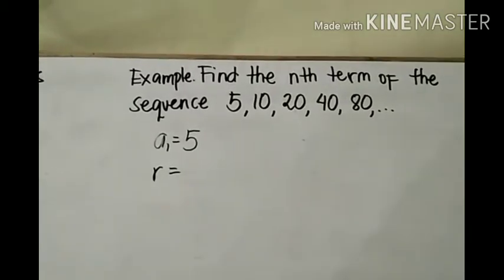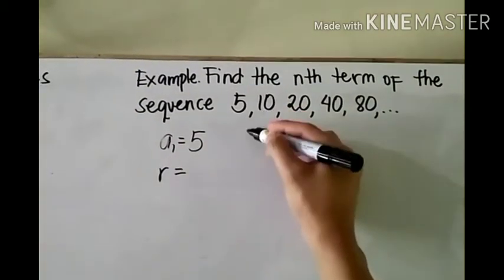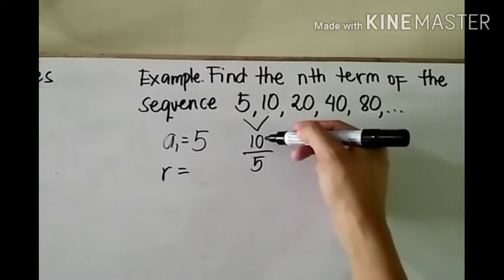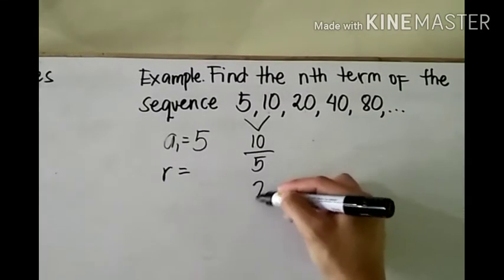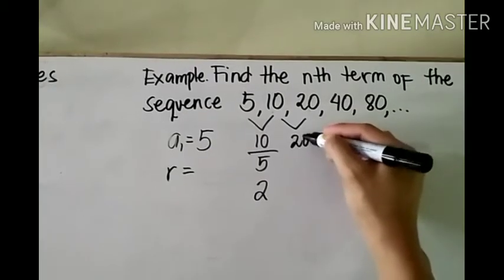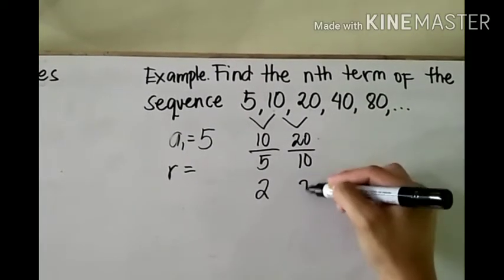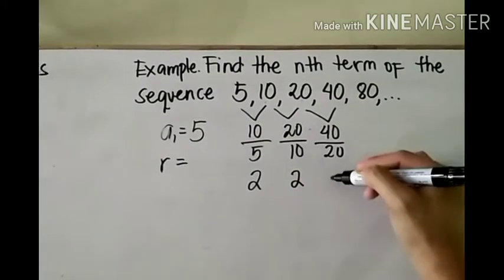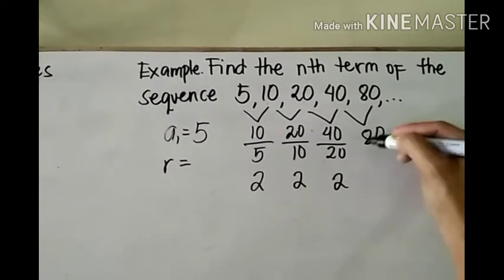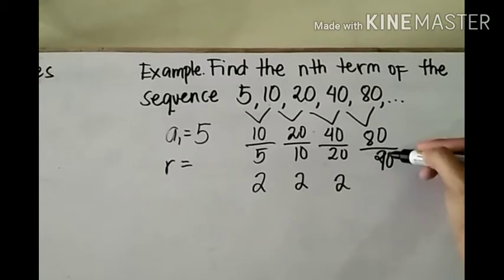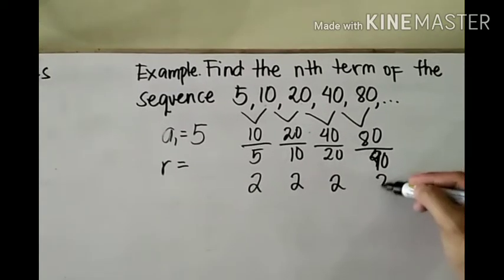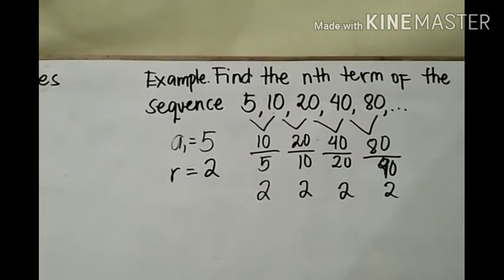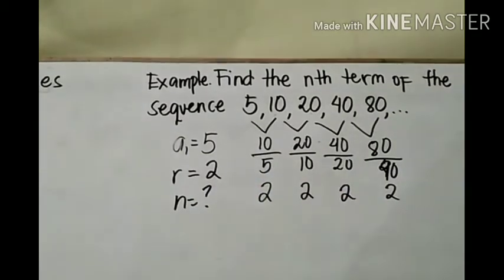Now, paano natin kukunin yung r? We take the second number, you have 10, and then divide that by the first number. What is 10 divided by 5? 2. Next, we have 20 divided by 10. 2. 40 divided by 20. Still 2. And then 80 divided by 40 would be 2. So, common ratio is 2. And then, n, of course, yan yung hinahanap natin.